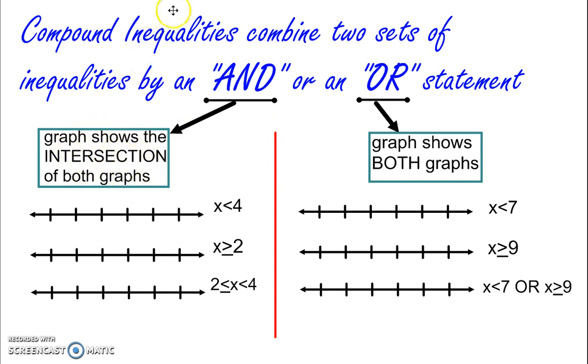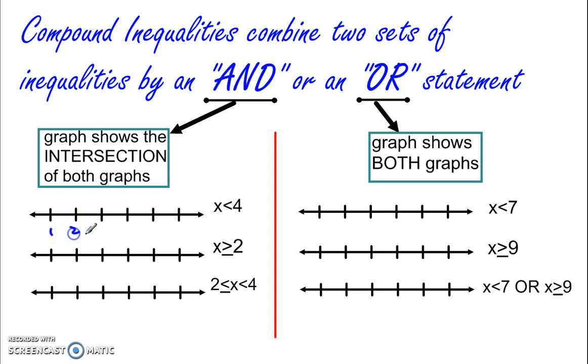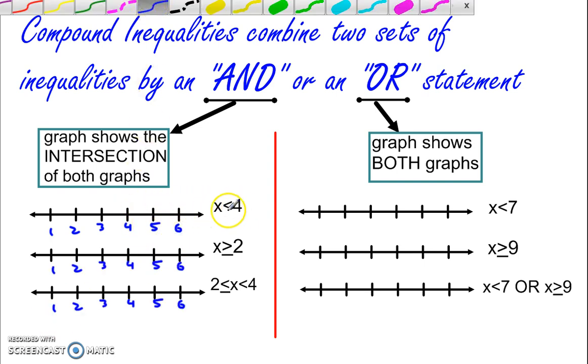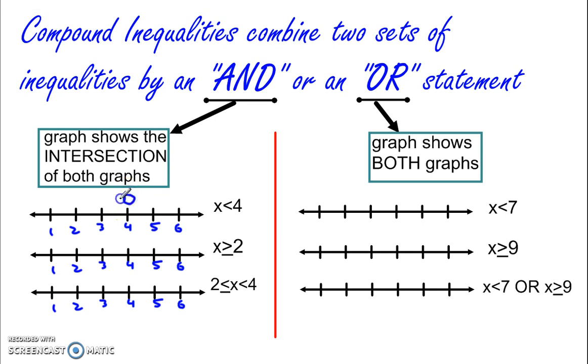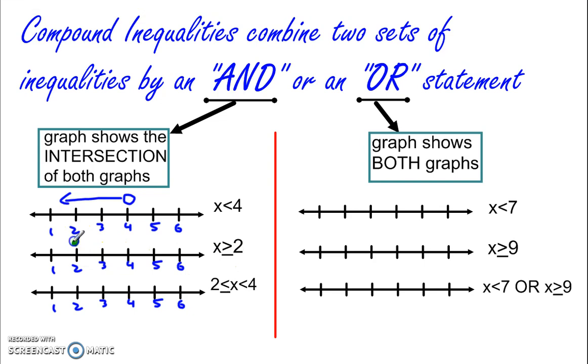So let's look at a couple of inequalities here. X is less than 4. You can number these 1, 2, 3, 4, 5, 6. Here's 4. That's an open circle going this way. Then here we have x is greater than or equal to 2. That's a closed circle at 2 going to the right for all numbers larger.